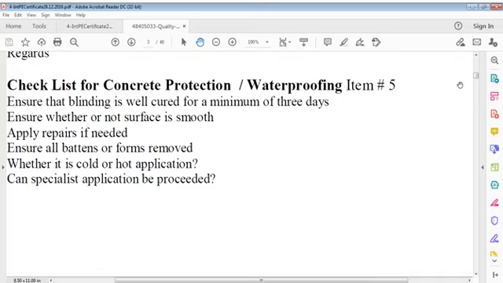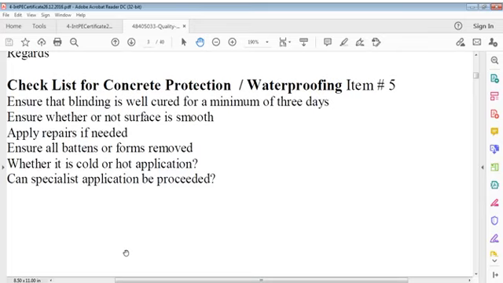Now when we go to the checklist for concrete protection, waterproofing, item 5. Waterproofing item 5 is checklist for concrete protection. Waterproofing. First of all, we have to understand what is waterproofing here. I explained many times, yet there are instances where some people are not clear about that.